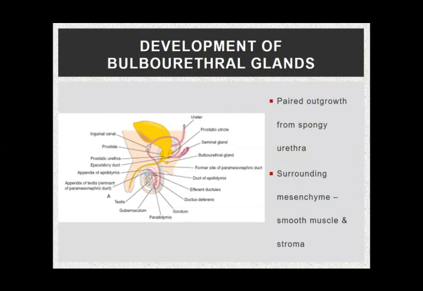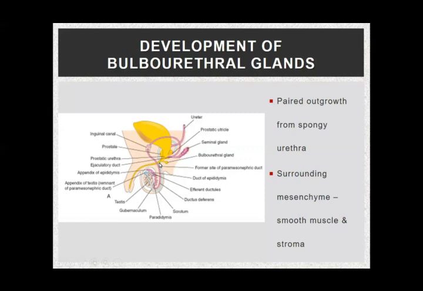These were the glands that were lying on either side of the intermediate or the membranous urethra in the deep perineal pouch, your genital diaphragm. This is the bulbourethral gland, one on either side of the urethra. This is the spongy part of the urethra, which is lying in the corpus spongiosum.